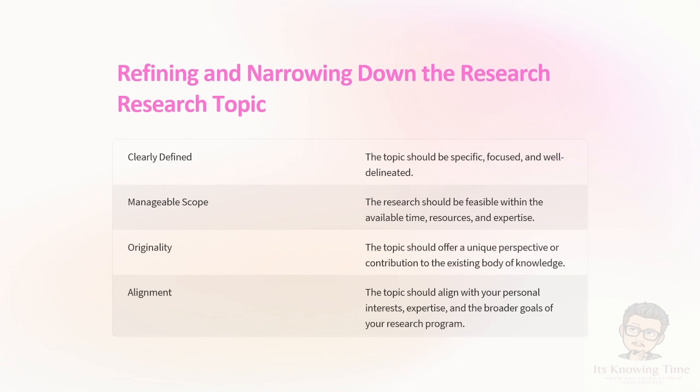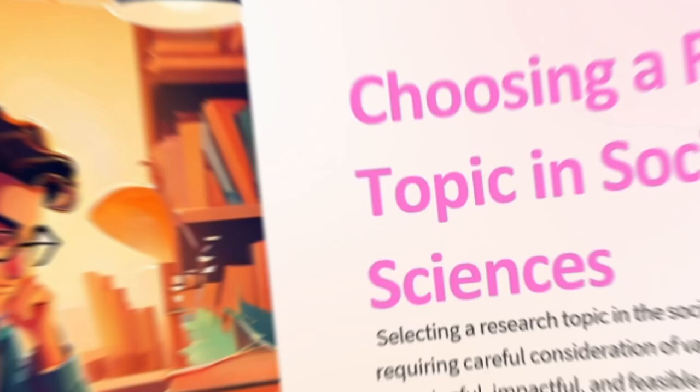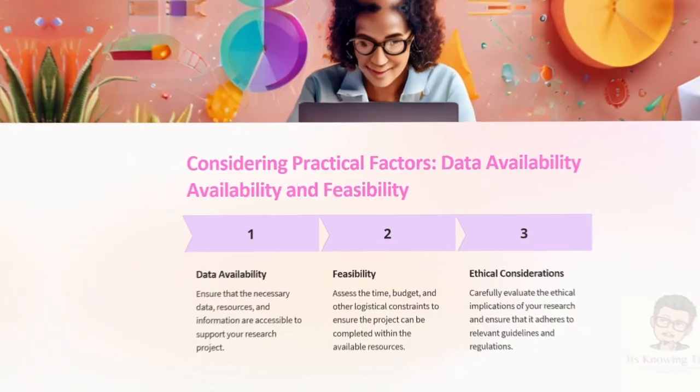Is your research topic as clear and focused as it can be? Defining your topic to be specific, well defined, and aligned with your interests and expertise is crucial for a successful research project. Finally, let's conclude everything we have discussed today. In conclusion, choosing the right research topic is like setting the course for an exciting journey. It requires careful consideration of relevance, impact, and feasibility. By leveraging your interests and expertise, consulting with mentors, and thinking practically, you can select a topic that is meaningful, impactful, and exciting. Remember, the right topic can make all the difference in your research journey.